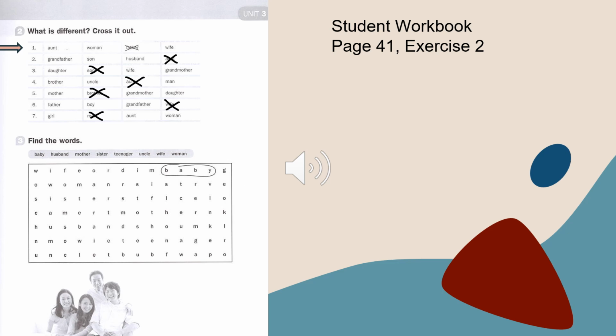4. Aunt doesn't belong because all other words are masculine. 5. Brother doesn't belong because the others are all feminine. 6. Wife doesn't belong. Why? Because all the others are masculine. Look at 7. Man doesn't belong because all the others are feminine.